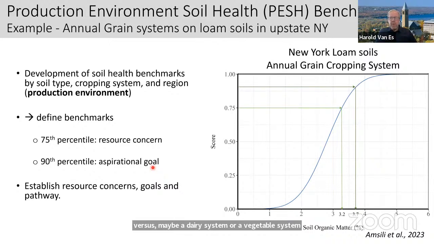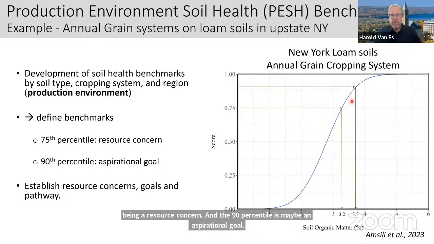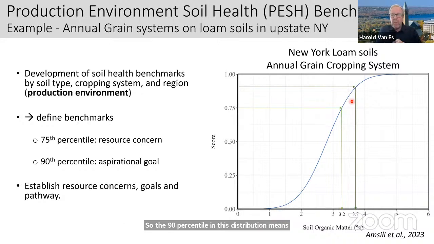So we're using the same approach of scoring functions that Kristen will go into details about, where we look at the distribution of soil health outcomes, and then we define benchmarks as maybe the 75th percentile or the 90th percentile. So we look at the 75th percentile as there being a resource concern, and the 90th percentile is maybe an aspirational goal. The 90th percentile in this distribution means that 10% of the farmers have been able to achieve that level of soil health. So that is a reasonable aspirational goal.